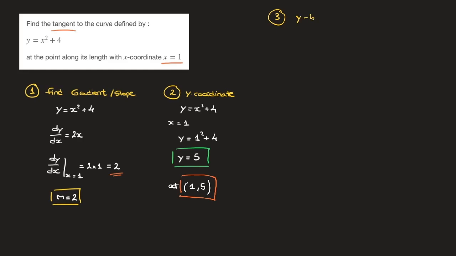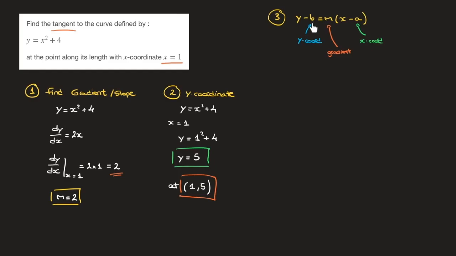y minus b equals m times x minus a, where b is the y-coordinate of the point through which the tangent passes. So I'll just say y-coord, as in y-coordinate, and a is the x-coordinate of the point. So I'll just go ahead and write x-coord. And of course, m is the gradient or slope of the tangent that we found in step 1.